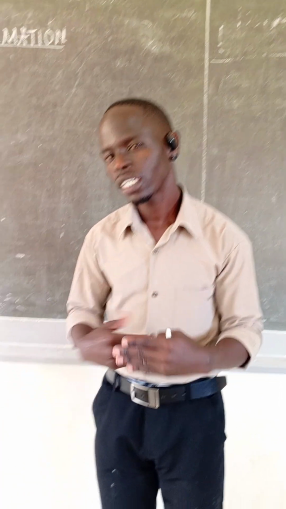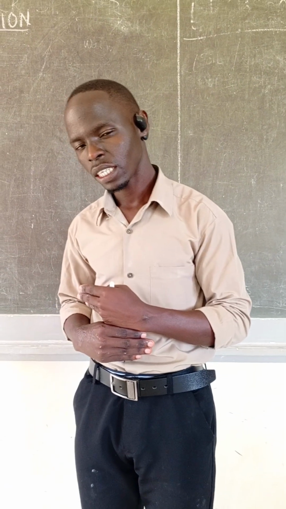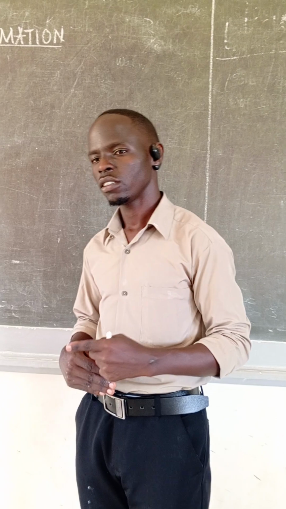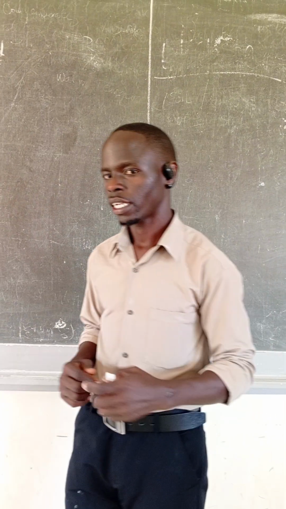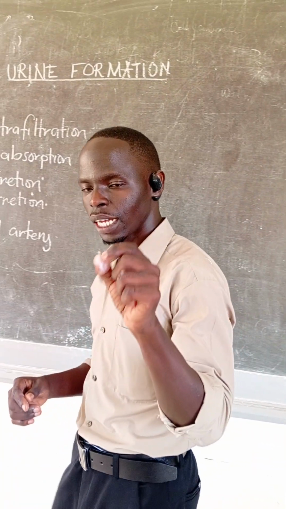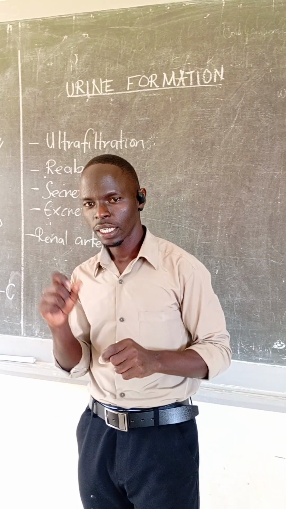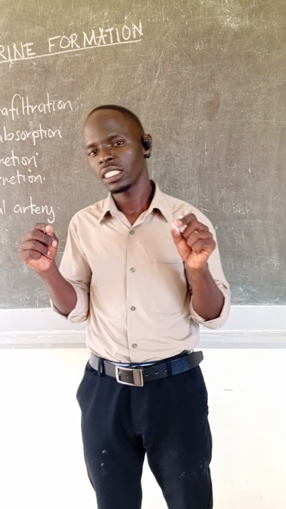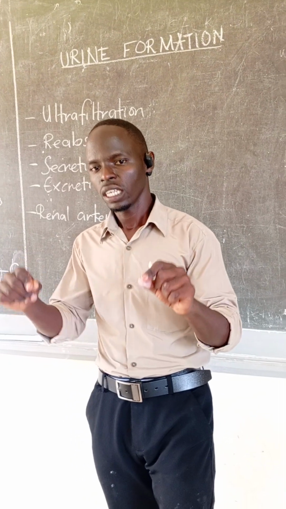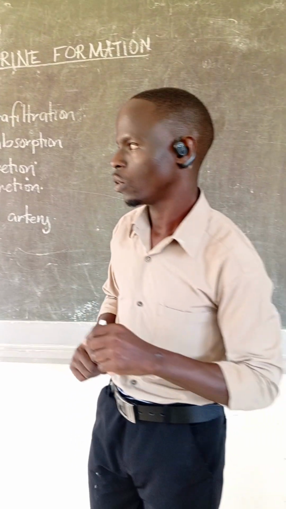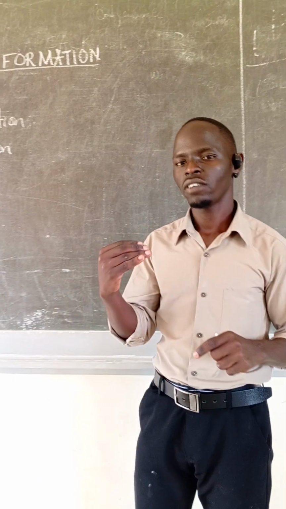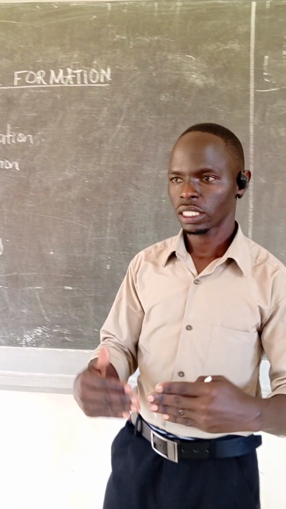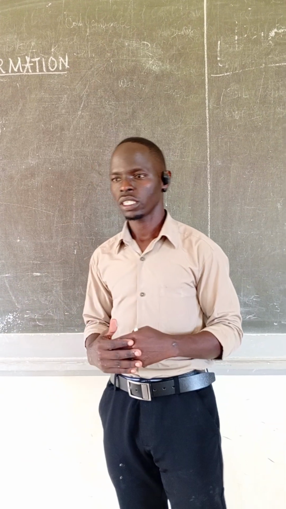And do you know where the urine is formed? Which organ? If your mind is telling you it is the kidney, then that is the right one. The kidney has some tiny structures, which we call the nephron. It is in this nephron that the real urine is formed. These structures are very numerous in the kidney. So we are going to look at the processes through which this urine is formed.